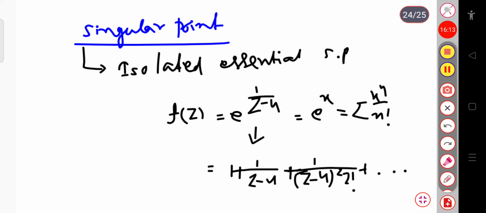Now you can see here, if I put the value z equal to 4, there are an infinite number of terms here, that is z minus 4 square, z minus 4 power 3, and so on.